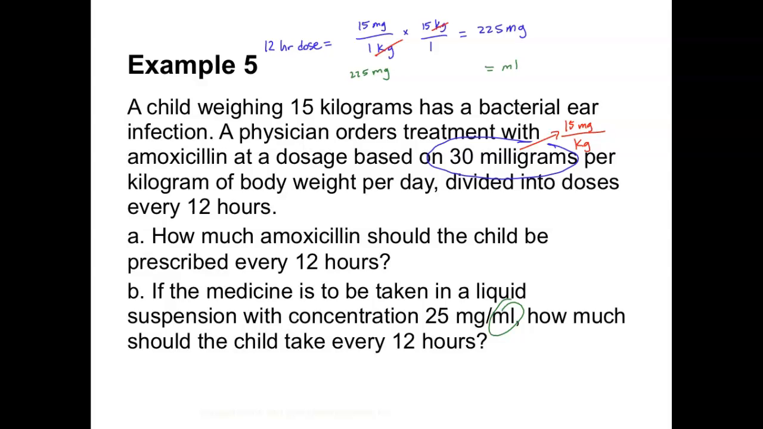Well, I'm trying to cancel out milligrams, so instead I'm going to multiply by 1 milliliter per 25 milligrams, right? That way I'm canceling out milligrams and I'm left in units of milliliters. So this should give me the correct dosage of liquid. It's just 225 divided by 25, which is 9. So every 12 hours, they'll take 9 milliliters of the liquid suspended amoxicillin. All right.